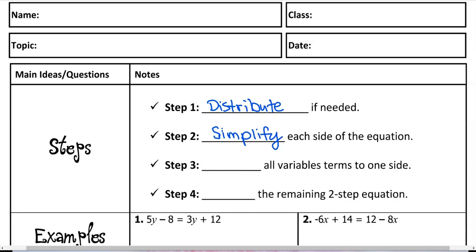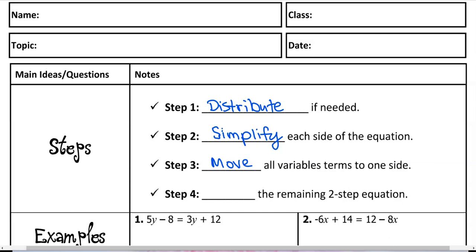Look on each side of the equal sign, see if there's any combining you can do before you move all variables to one side. Does it matter which side? Typically, we move it to the left. But it really doesn't matter which way you go, as long as they're all on one side.